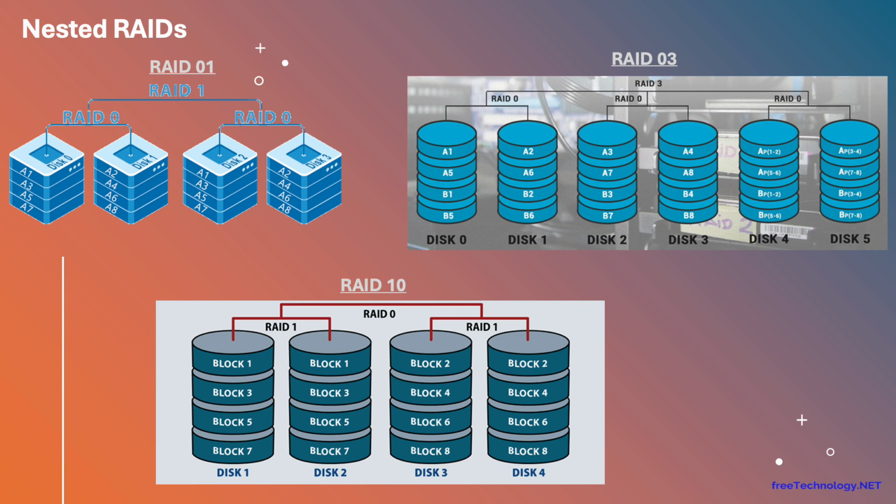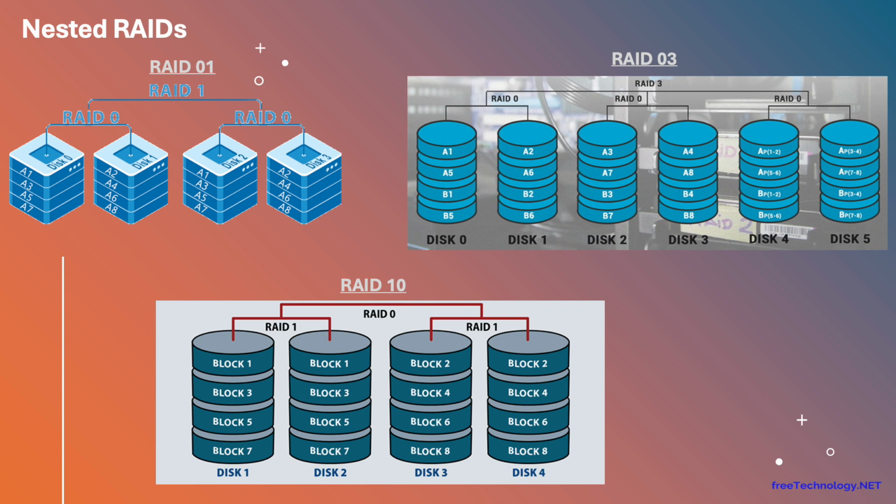RAID 03 requires a minimum of 6 disks, with 3 RAID 0 arrays, and 1 combined RAID 3 array. Here the data bytes written to volume will be striped to 2 RAID 0 arrays along with single parity to a third dedicated RAID 0 array. In RAID 03, the storage volume utilization is 66% and more.